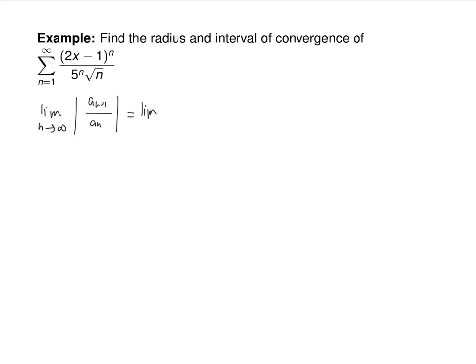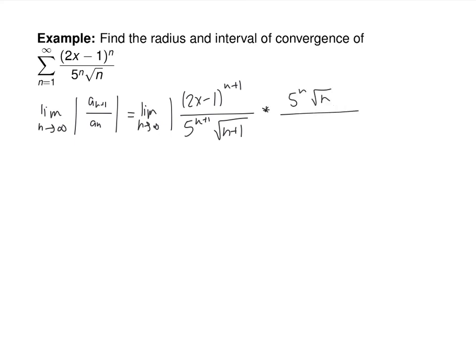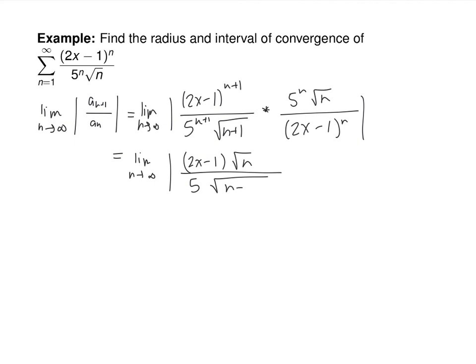Okay, limit as n goes to infinity, so a n plus 1, 2x minus 1 to the n plus 1, 5 to the n plus 1, root n plus 1, multiplied by 5 to the n root n over 2x minus 1 to the n. Okay, so that's going to give us just a 2x minus 1 and a root n in the numerator. And in the denominator, we're going to have a 5 and a root n plus 1.